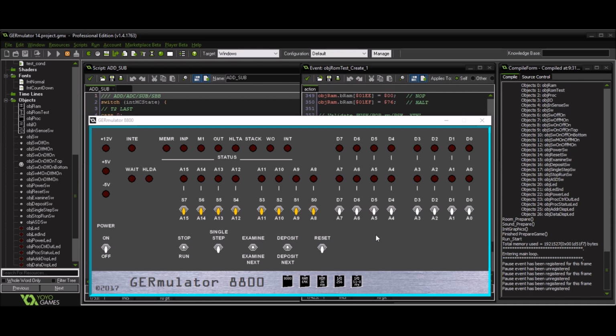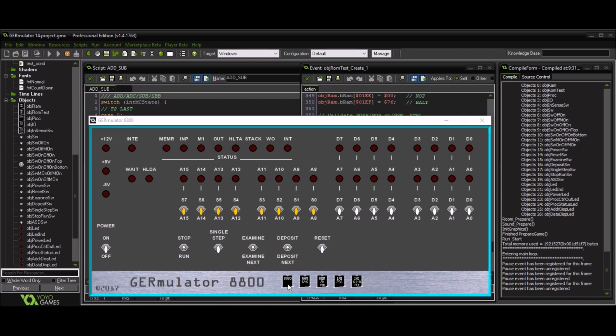If you're not familiar with the Altair 8800, don't worry, I'll cover that in my next video. For those of you that are though, you may have noticed the switches are arranged hexadecimally instead of octally. That's groups of four instead of groups of three. I understand the reasons for octal, but I just prefer hexadecimal, so that's what I went with.